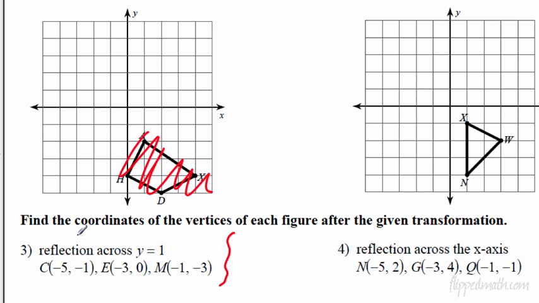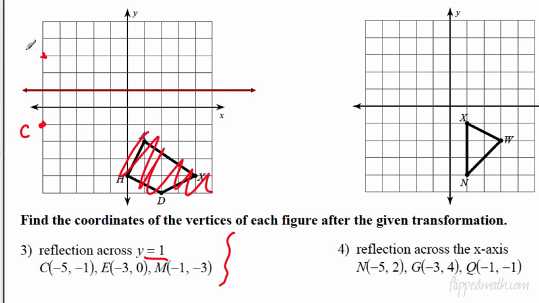C is at negative 5, negative 1. So negative 5, negative 1. We put a little C there. And we want to reflect it in the line y equals 1. The first thing you need to know is what is the line y equals 1? All right, that's a horizontal line. It's right there. It goes left and right, crosses at 1. All right, so you're going to reflect the point C in that line. Count up 2, go 2 more.